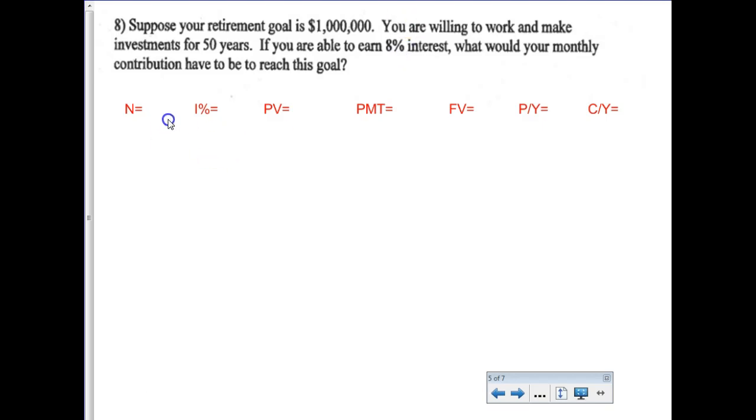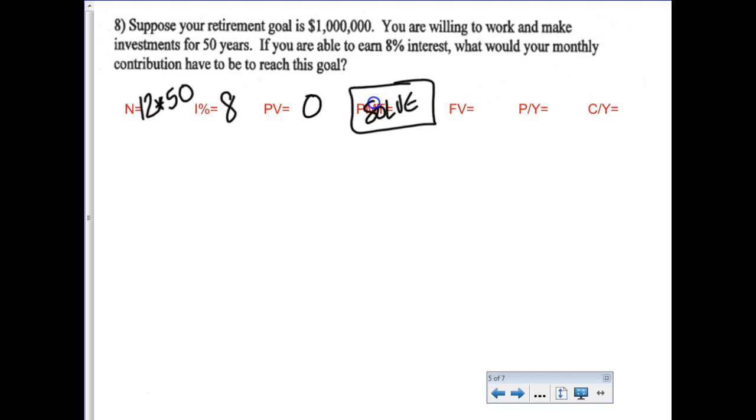So this is important. Number of collections here. All right, so monthly for 50 years. Your interest rate is 8%. I have no dollars right now. I'm going to figure out what my monthly payments have to be. So this is the thing that we're going to have to solve. And then I want my future value to be $1 million. And we're making monthly payments and also compounding interest every month.